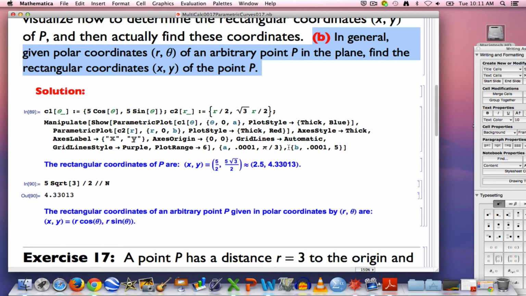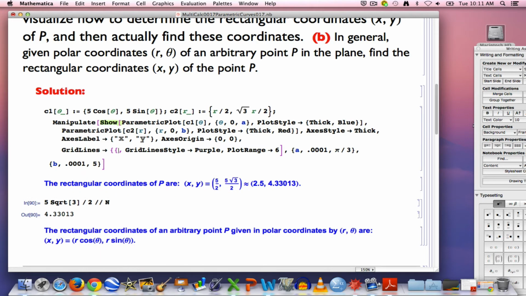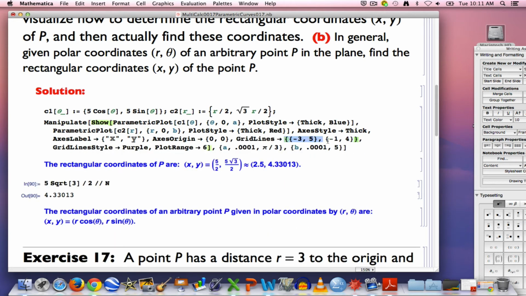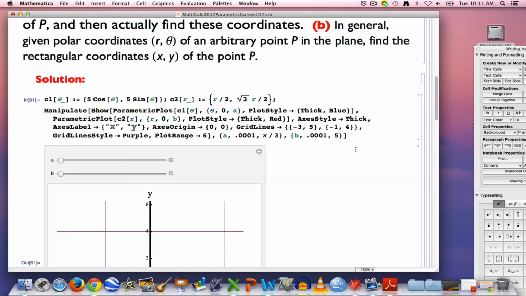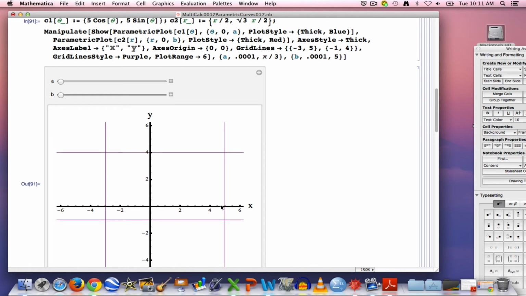I want to say that you can change the grid lines to being something different without Automatic. I can, for example, put grid lines perhaps at -3 and 5 if I like in the x direction, and maybe -1 and 4 in the y direction. This would be the syntax that would create grid lines wherever I want. Kind of strange to do that, but there I did it. I made grid lines at x equals -3 and 5 and y equals -1 and 4.